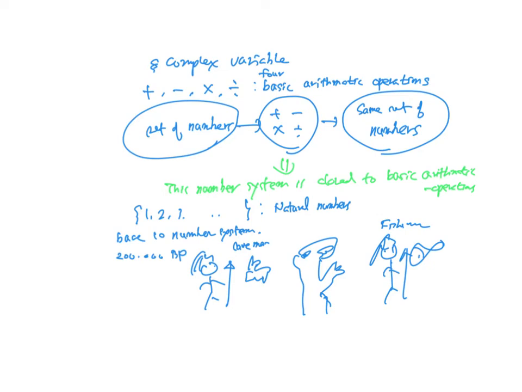So natural numbers, you can add, right? You can multiply. How about subtract? If you subtract 3 from 2, it does not belong to natural numbers anymore, right? So the natural number system called N is closed only to addition and multiplication.